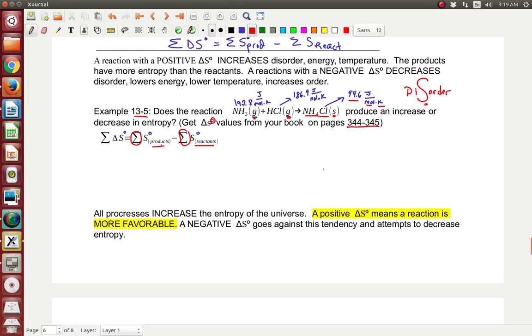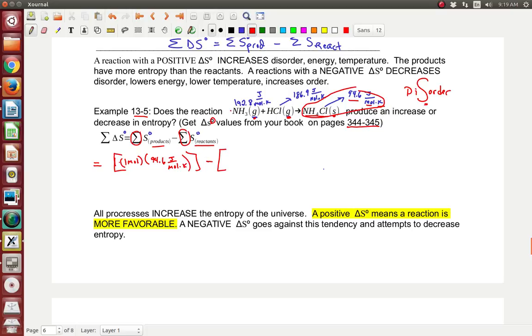So now let's calculate the entropy of this system. The sum of the products minus the sum of the reactants. So here's the product. That'll be the first part of it. There's only 1 mole, and you need to write that. You'll put it in brackets because sometimes you'll have more. We have 1 mole of NH4Cl, and the entropy is 94.6 joules per mole times Kelvin. That's the sum because it's only one value this time.